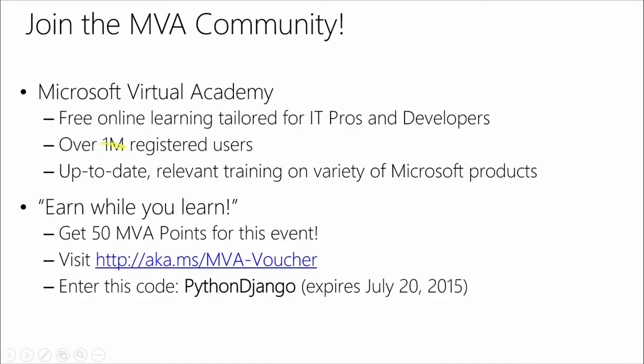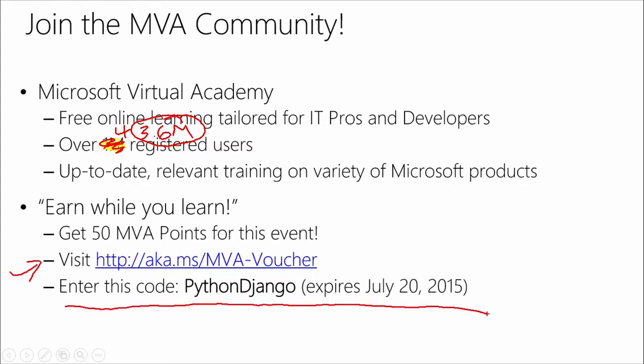Speaking of MVA, there is an MVA community. I really need to update this slide. I want to say we did cross the 4 million registered users, or at the very least we're at like 3 and change million registered users. So a pretty sizable community there, with all of this free online learning for both IT pros and developers. And you can, of course, earn your 50 MVA points to track how you're doing on MVA. There's the code down at the very bottom, Python Django, and that will expire on July 20th of 2015.